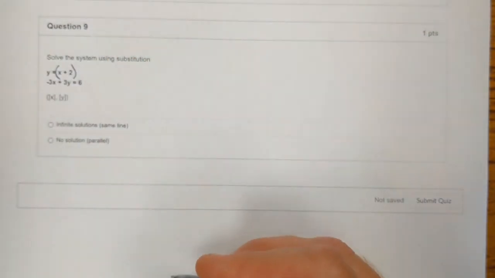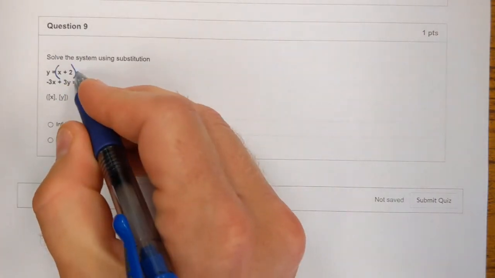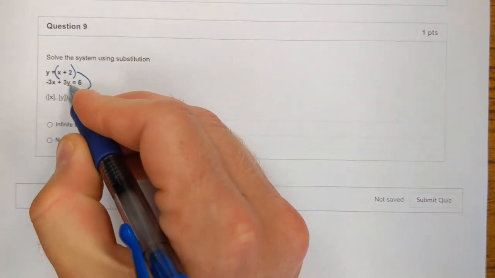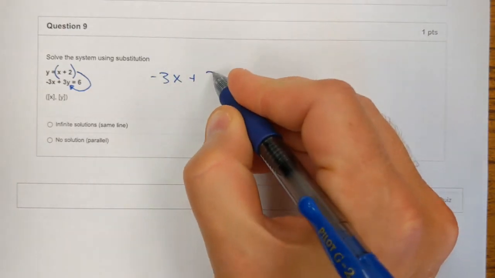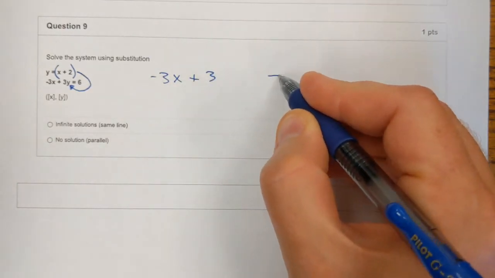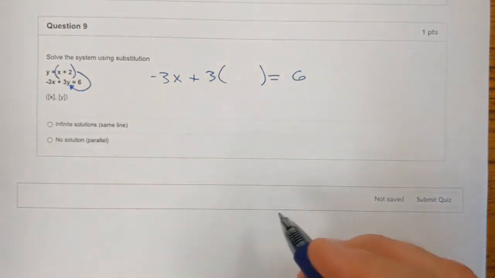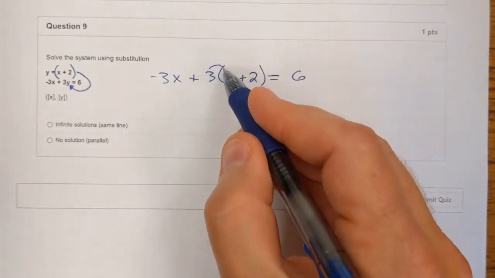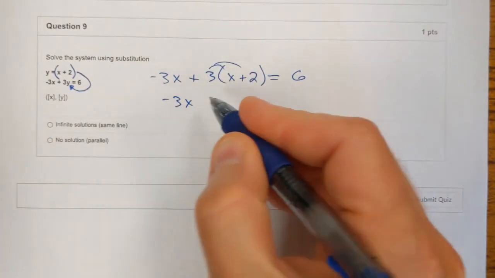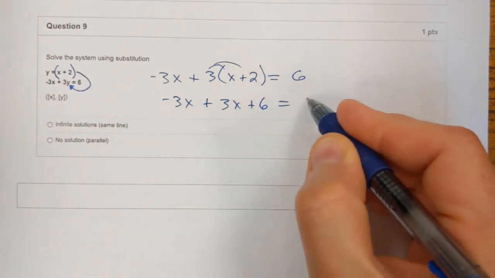So here I have y equals x plus 2. I'm going to put parentheses around the x plus 2 and then draw an arrow down to the y below. So this negative 3x plus 3y equals 6. I'm going to take that y away and I'm going to replace it or substitute it with x plus 2. So using my distributive property, I would have 3x plus 6.